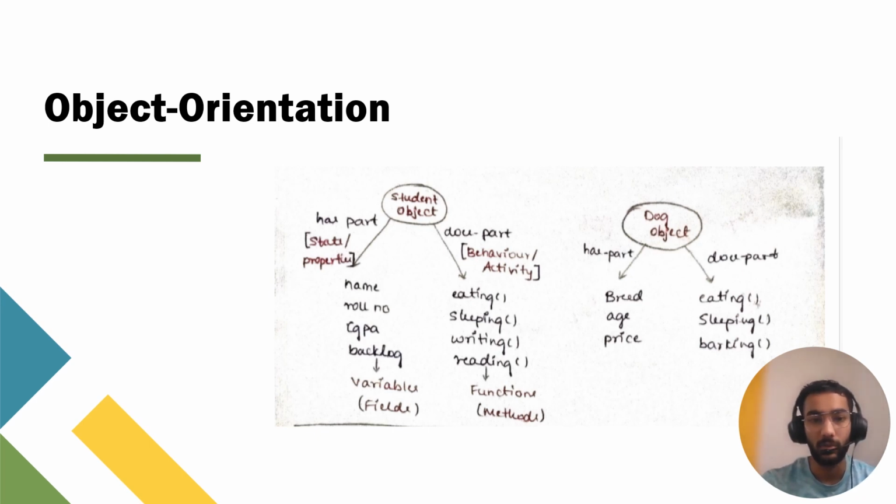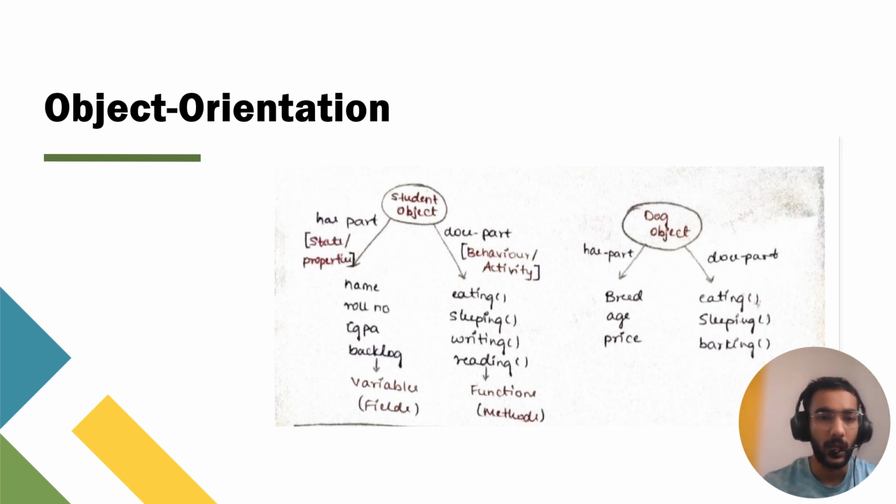Now see, it is also shown here. Student object, and the object has two parts: a has part and a does part. The has part is also called states and properties, whereas the does part is also called behavior and activity.